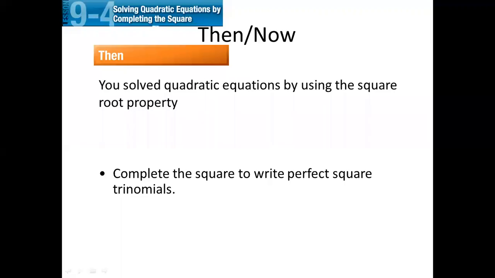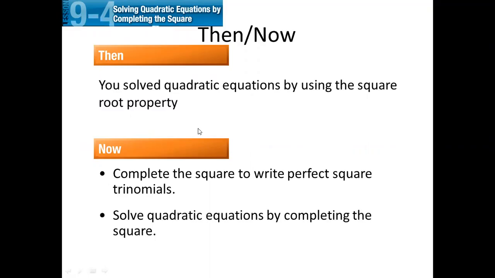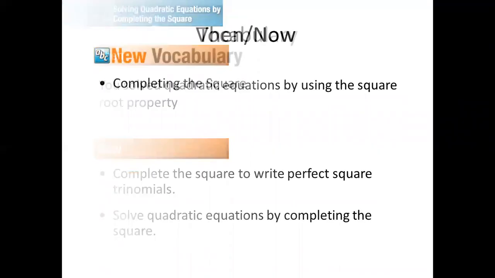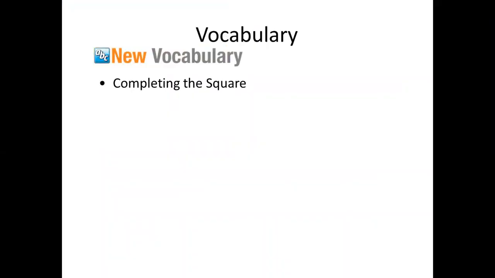All right, guys, we're back with section 4, solving quadratic equations by completing the square. So previously, we solved quadratic equations by using the square root property, and now we're going to complete the square to write perfect square trinomials, and then solve quadratic equations by completing the square. So some new vocab: completing the square.